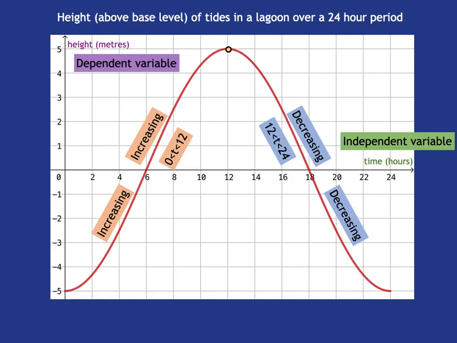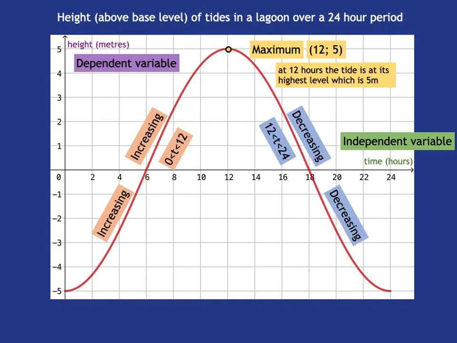We might also be interested in the highest point that we can see on the graph. We call that highest point the maximum point. And in this case, the maximum point has the time value of 12 and the height value of 5. And what does that mean? Well, we can say in words, at 12 hours, the tide is at its highest level, and that is 5 meters above the base level.